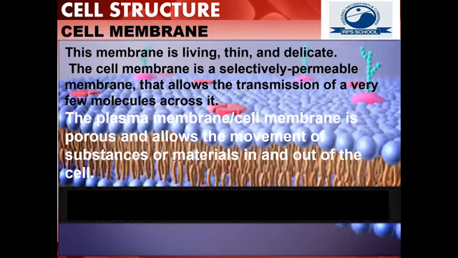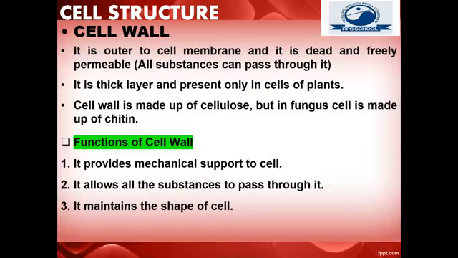Students, plants are immobile, so their cell structures are well adapted to protect them from external factors. The cell wall helps to reinforce this function. Cell wall. It is outer to the cell membrane and a prominent part of the plant's cell structure. It is dead and freely permeable to all the substances. It is a rigid and stiff structure surrounding the cell membrane.